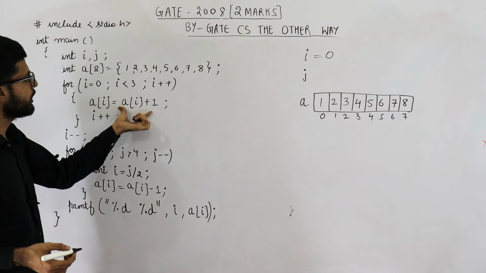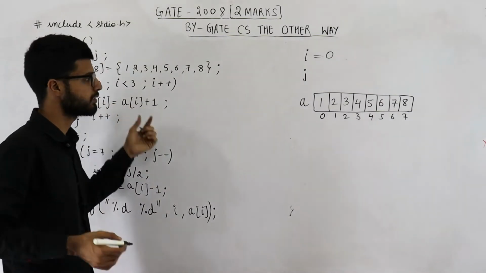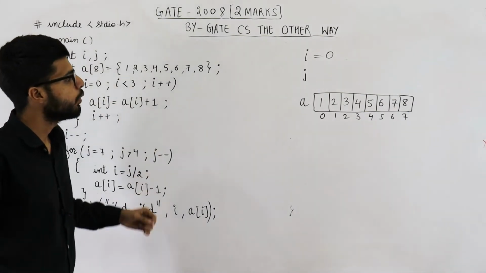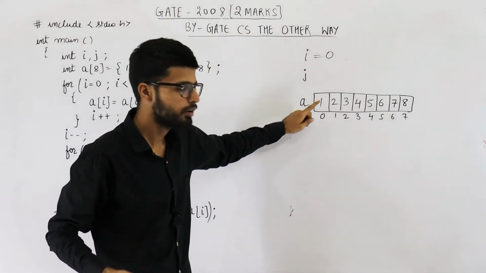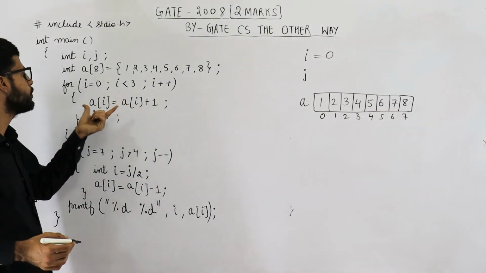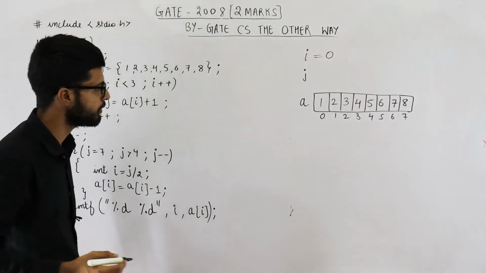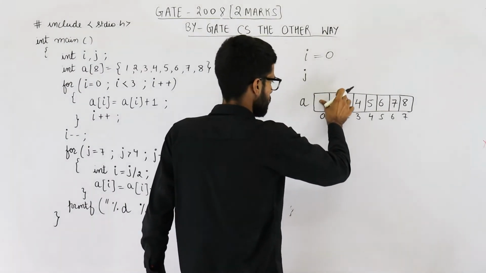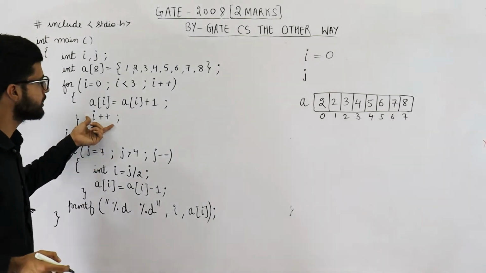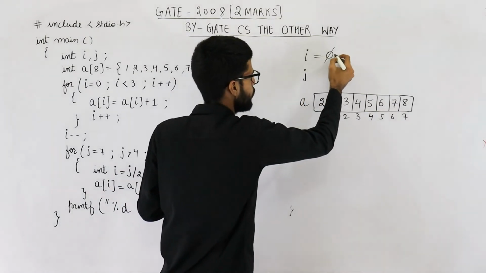A of I is equal to a of I plus 1. That means a of 0 is equal to a of 0 plus 1. First solve RHS. What is a of 0 plus 1? 1 plus 1, that is 2. RHS is 2. 2 is assigned to this location. That means to a of 0 assign a value 2. That is this change. Okay. Next line is I plus plus. So I now becomes 1.